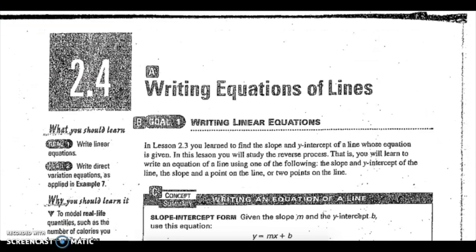Writing equations of lines. In lesson 2.3, you learned to find the slope and y-intercept of a line whose equation is given. In this lesson, you will study the reverse process. That is, you will learn to write an equation of a line using one of the following: the slope and y-intercept of the line, the slope and a point on the line, or 2 points on the line.